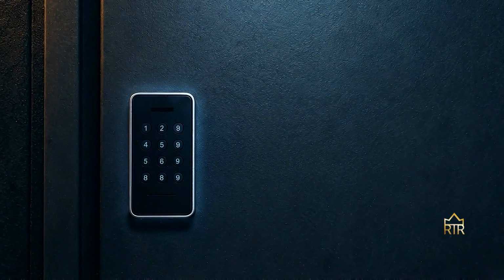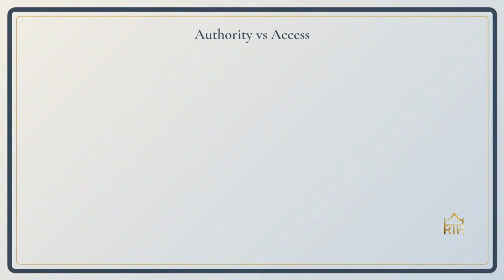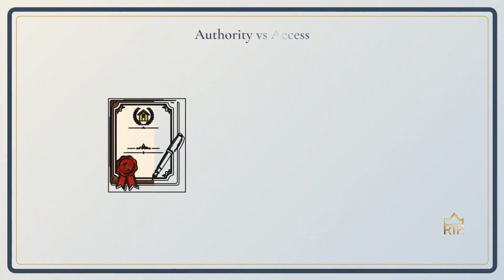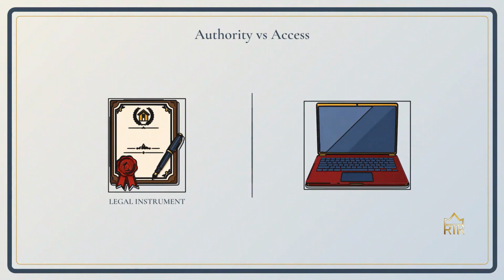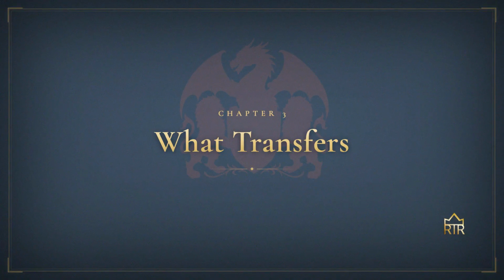A trust gives the successor trustee the right to act. It gives them no technical path to do it. The legal instrument and the access credential are two separate objects. They live in different places. The trust handles the first one. Nothing handles the second one unless you build it. That's what the digital writer exists to do. The trust transferred authority. It did not transfer access. That difference is where families lose money.